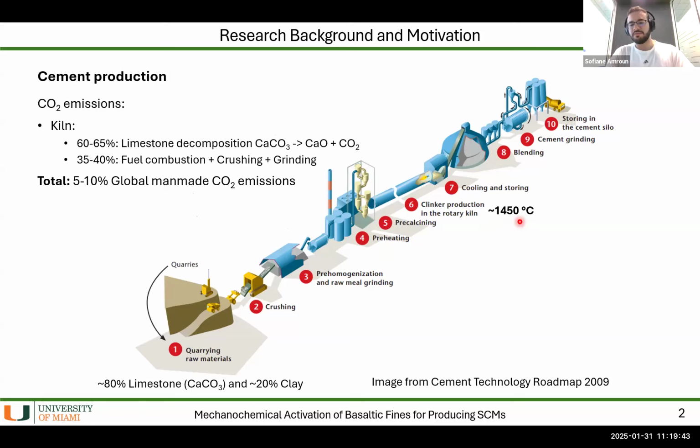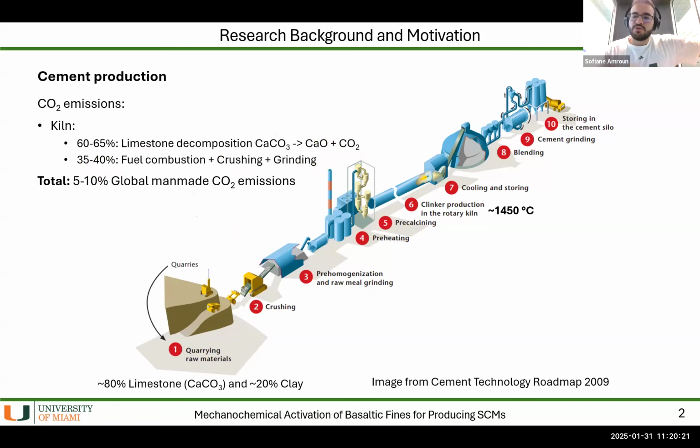At the kiln, the temperature is about 1450 degrees Celsius. At around 900 degrees Celsius, we have a reaction that happens, which is decomposition of CaCO3 to give us CaO plus CO2. And the CO2 that's emitted here is approximately 60 to 65% of all the emissions that come from cement plants. The other 35 to 40% are fuel combustion, crushing, and grinding. And the cement produces about 5 to 10% of global man-made CO2 emissions.